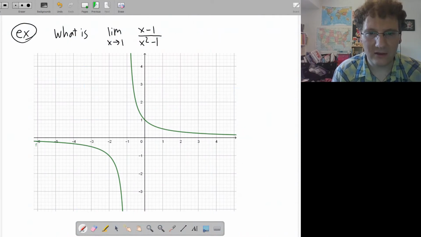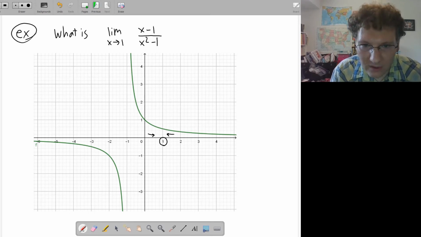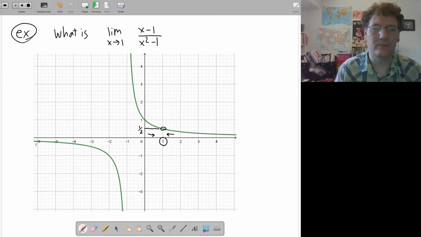And so by looking at the graph of the function x minus 1 over x squared minus 1, we can see as x approaches 1 from either side, it looks like the function is approaching about 1/2. And so I'll say it is approximately equal to 1/2. That seems to be what happens to this function.